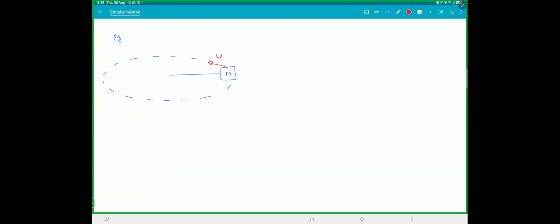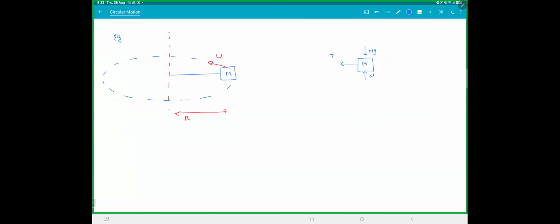With speed u, let this radius be r. Simple question. They'll ask you to find the tension. Step 1, draw your FBD: tension, your own weight mg, normal reaction. That's it. There is no other force. Remember, there is no centrifugal force, nothing.